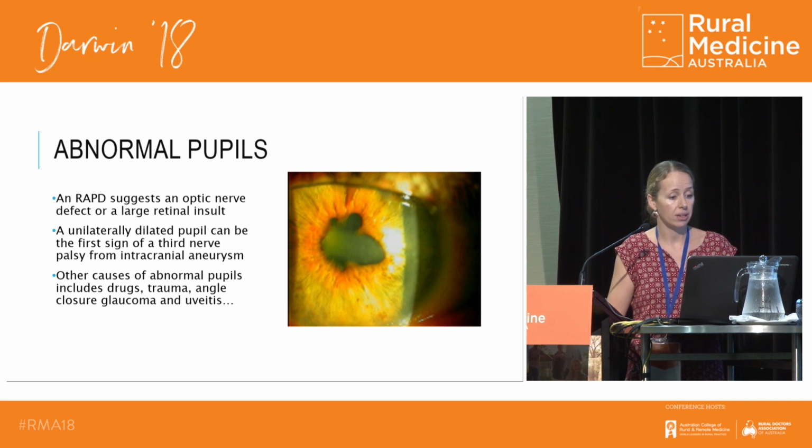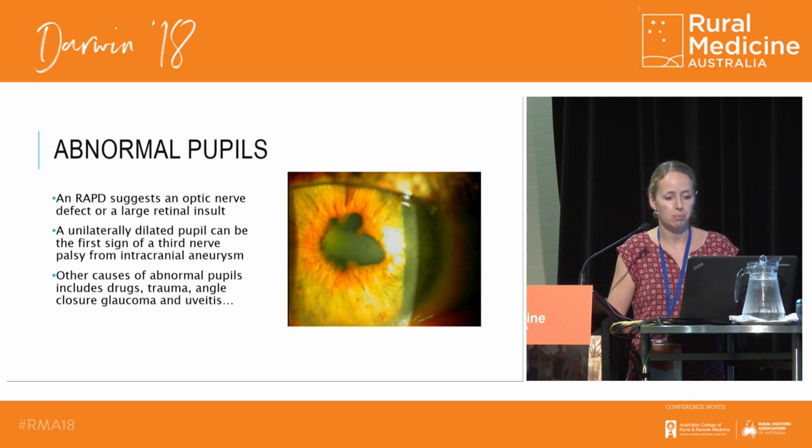If you have a unilateral dilated pupil, always think of third nerve palsy, do a thorough eye movement examination, and check the eyelids. And then you have all the other causes of abnormal pupils, which include drugs, trauma, angle closure glaucoma, and uveitis.